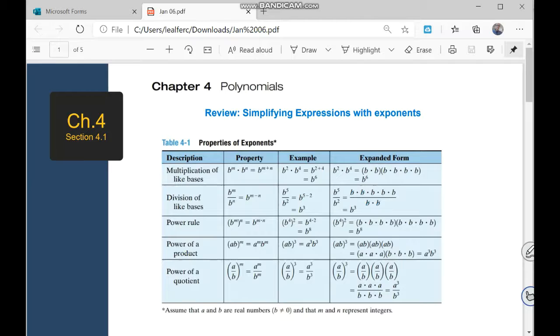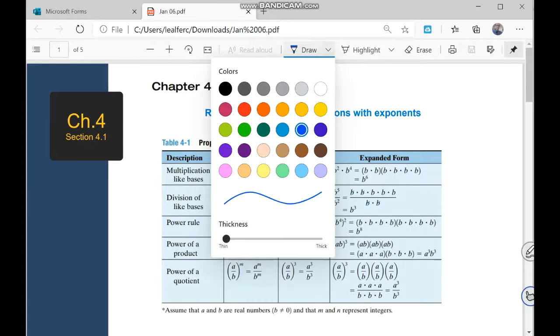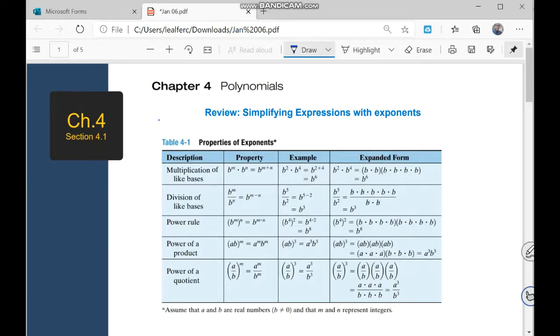Yesterday we worked on these properties of exponents that we can use to simplify expressions, and at the end of the day we will be able to simplify polynomials using these properties of exponents. The first property, multiplication of like bases. Remember, we have to add the exponents.